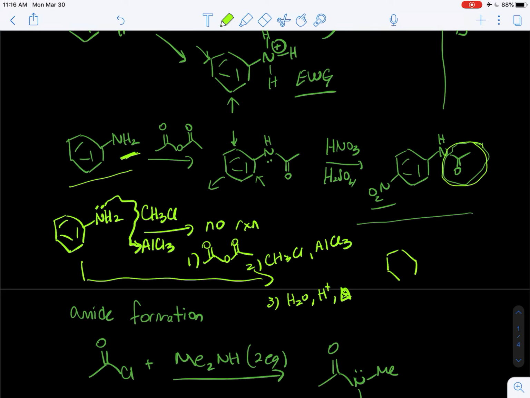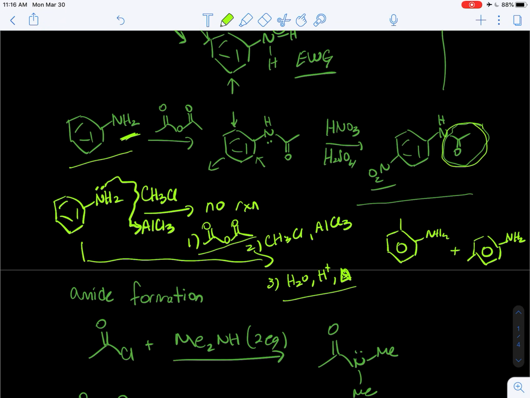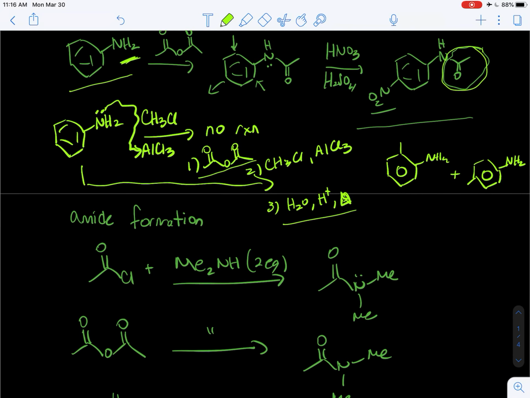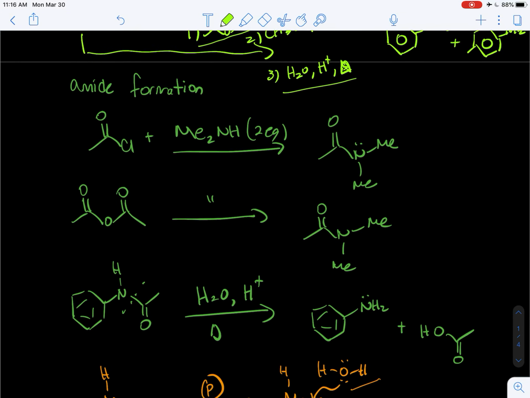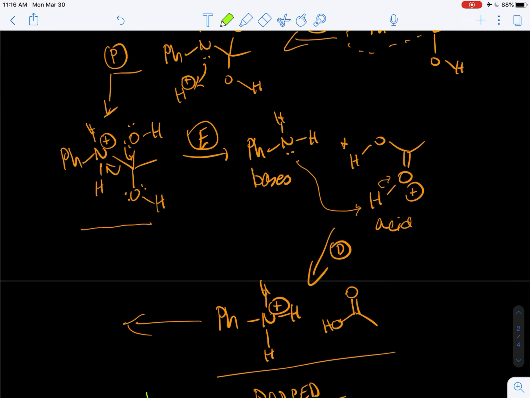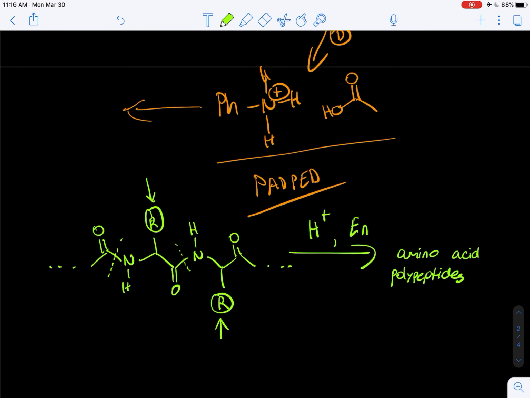And this would give us the methyl group at the ortho and the para position. Okay, so that's a protection in step 1 and a deprotection in step 3. And you just have to do that kind of lengthy process to avoid side reactions of the aniline. Okay, amides can be formed in a couple different ways. They can be hydrolyzed, and I'll talk about a couple of their other reactions in the next video.